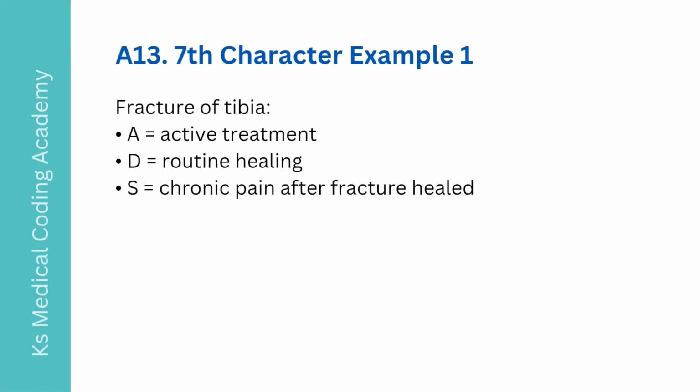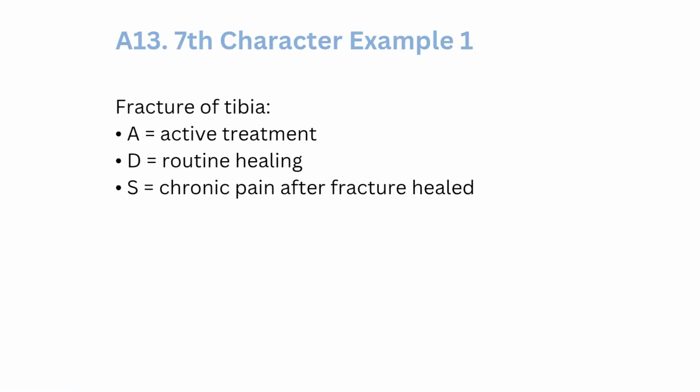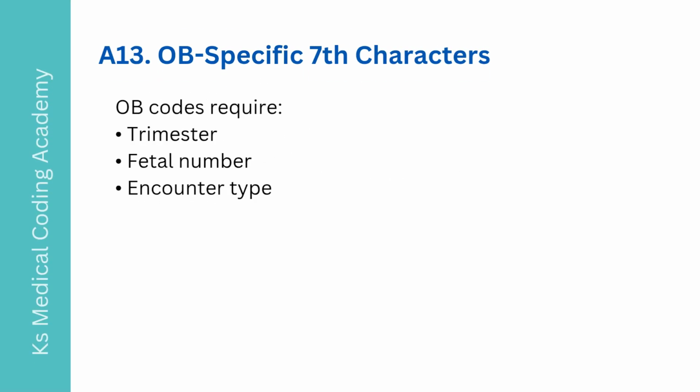Seventh character example 1. For a tibial fracture, you may use A for the initial visit with active treatment, D for follow-up visits during healing, and S for chronic pain considered a late effect after healing. OB-specific seventh characters. Obstetric codes often require specific seventh character details such as the trimester, the number of fetuses, and the encounter type, so always check the tabular list for OB-specific extensions.